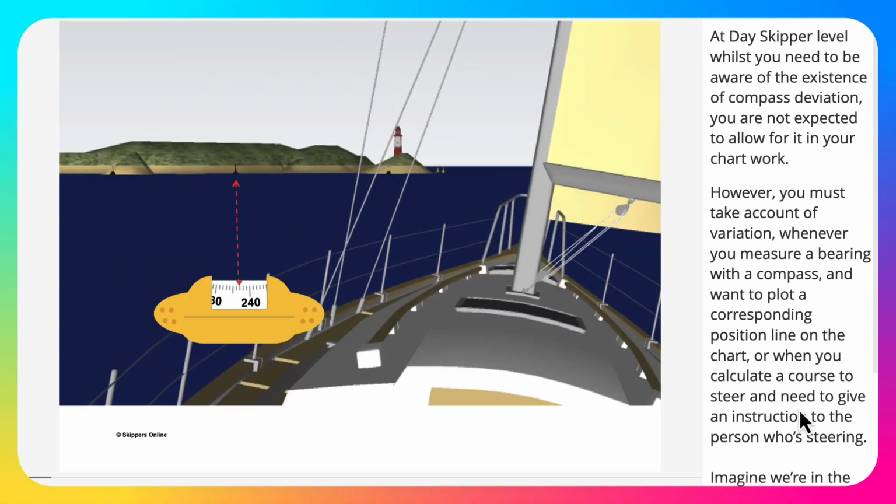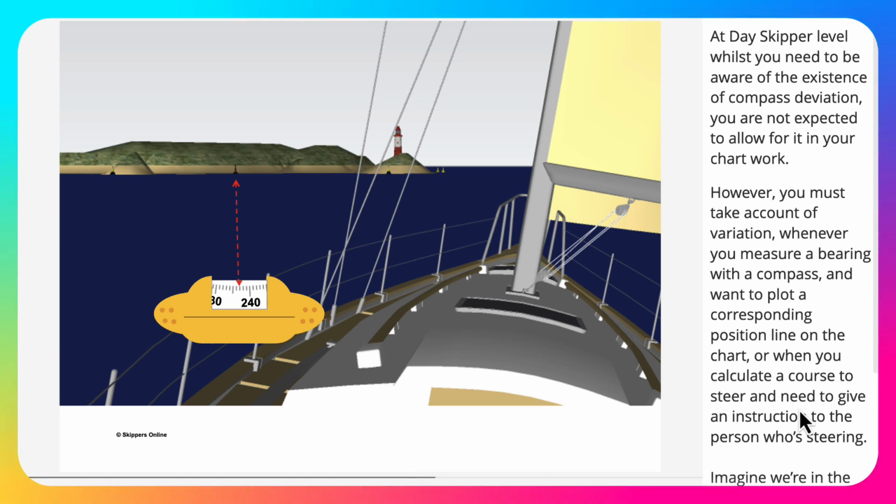At day skipper level, whilst you need to be aware of the existence of compass deviation, you are not expected to allow for it in your chart work. However, you must take account of variation whenever you measure a bearing with a compass and want to plot a corresponding position line on the chart, or when you calculate a course to steer and need to give an instruction to the person who is steering.